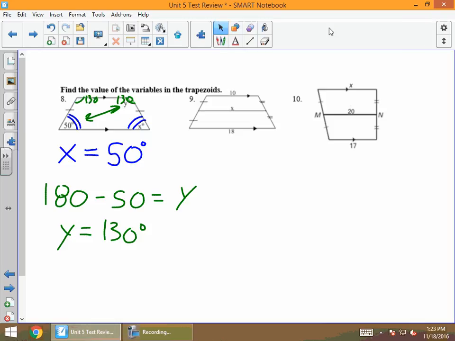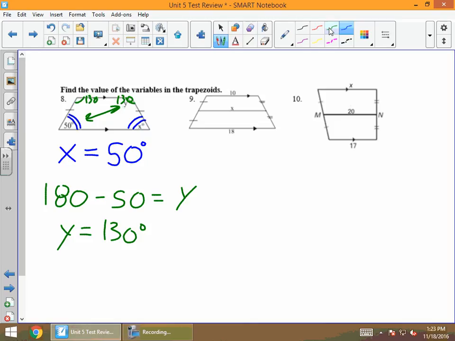Okay. Number 9. Here comes number 9 at you. So look at number 9 again. We have a trapezoid, and we have to find that middle line. What do we call that middle line? Median. It's a median or a mid-segment. Either one is correct.